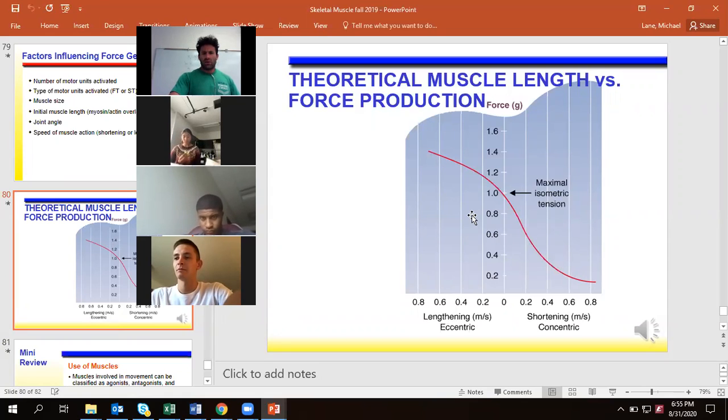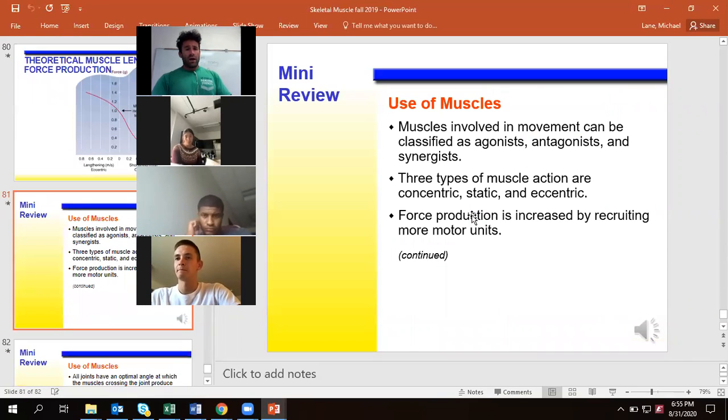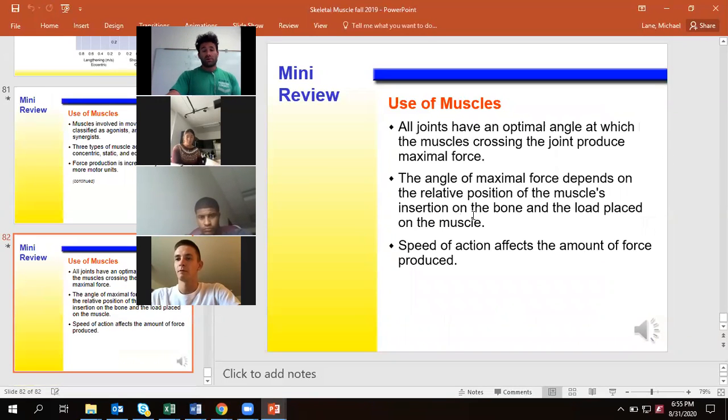But notice the tail end on the bottom right side of the graph there, guys, where you can't produce nearly as much force when we're contracting at very high velocities. So we've got our agonists, antagonists, synergists, and neutralizers. We've got concentric, static or isometric, and eccentric contractions, and we're going to produce more force by recruiting more motor units. All joints are going to have optimal angles where we're able to produce a greater amount of force. The angle is going to depend on where that muscle inserts into our bones, and then the load that's being placed. And speed of action is always going to influence it.